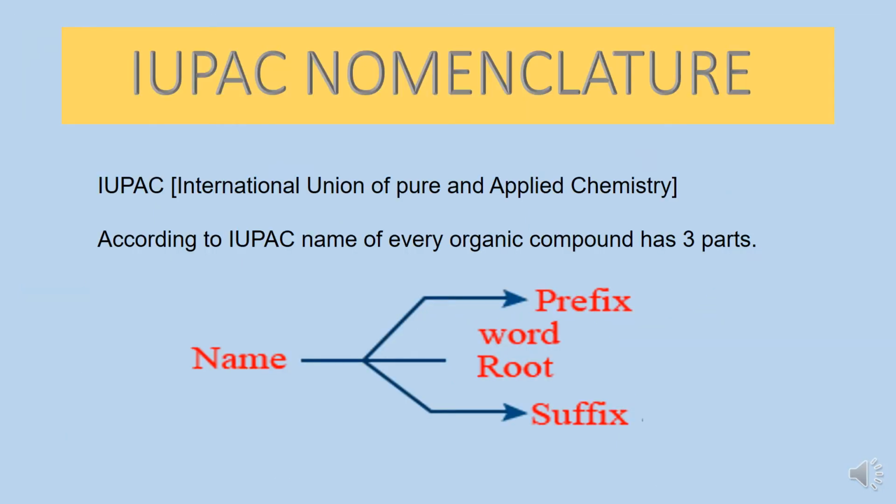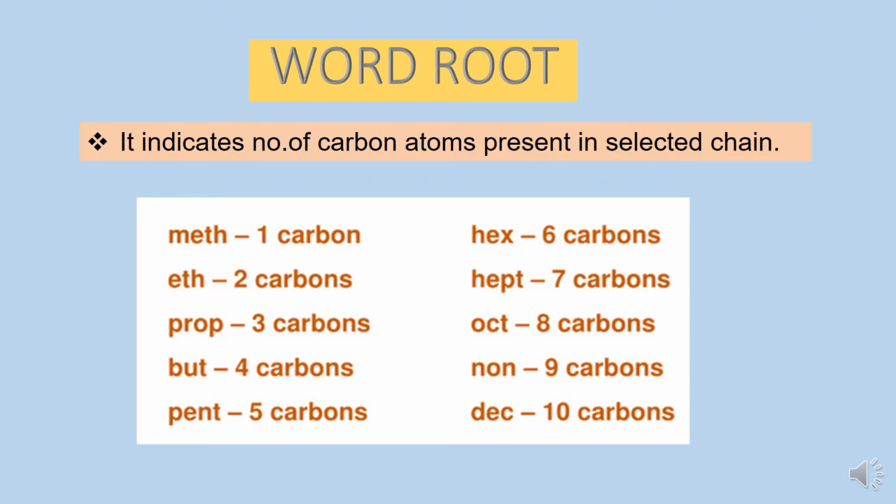The IUPAC name of any organic compound has three parts in it: prefix, word root and suffix. Let us discuss what these three different parts are. Word root actually indicates the number of carbon atoms present in the selected chain, meaning the chain of carbon which is selected during naming of an organic compound.